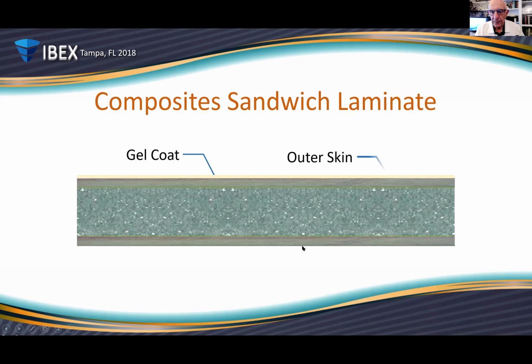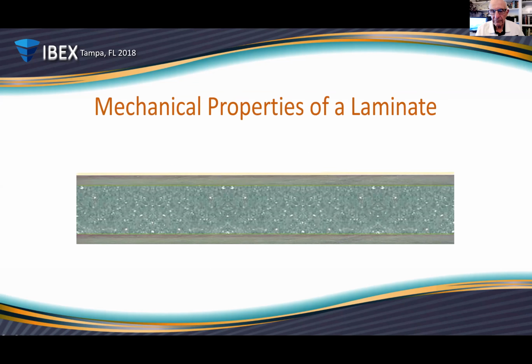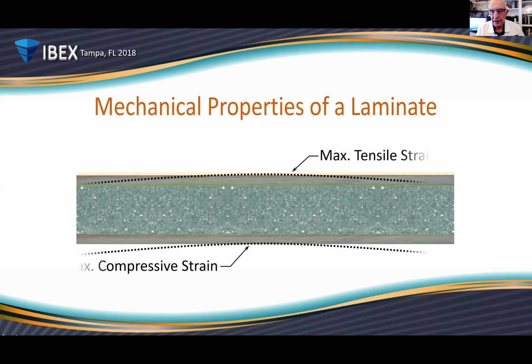So when we look at the strain and stress that's involved in this type of sandwich structure, what we see is this, that when we bend it in this direction, we'll have maximum tensile strain right at the top of the structure, which is where the gel coat is. And then we'll see maximum compressive strain at the bottom of the structure. So it looks something like this.